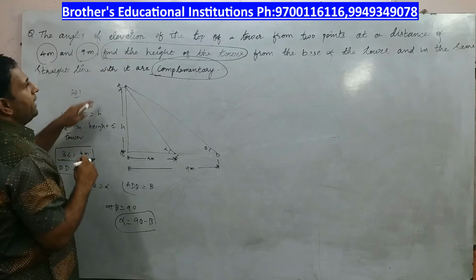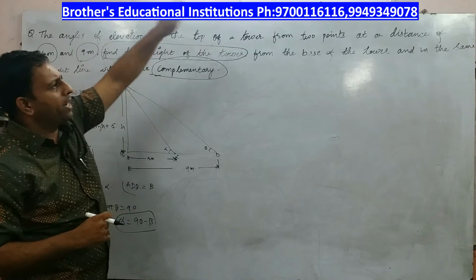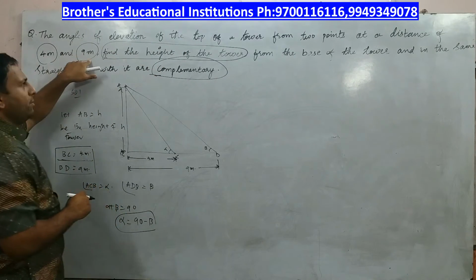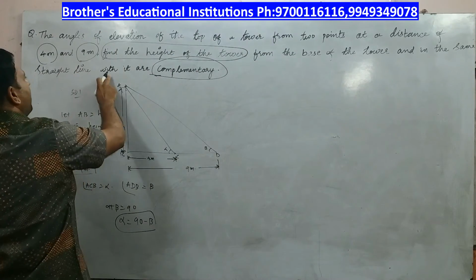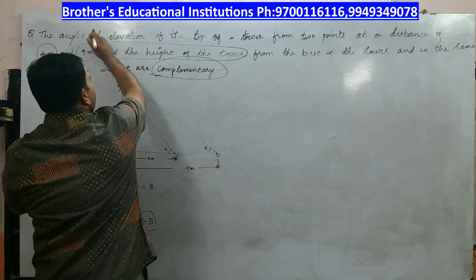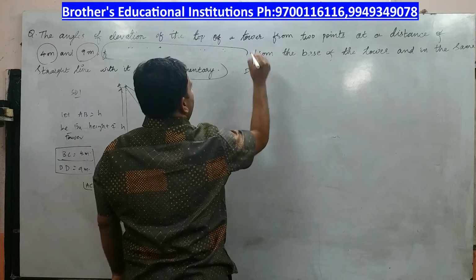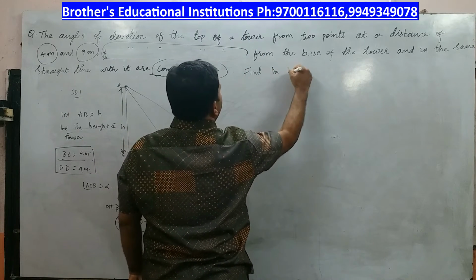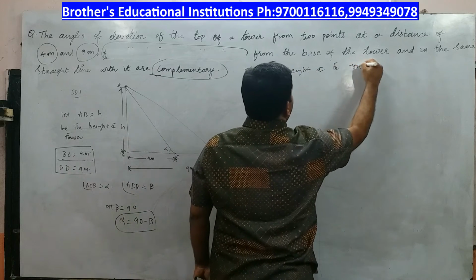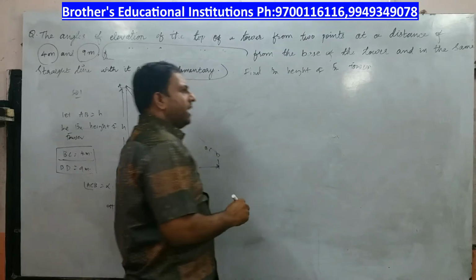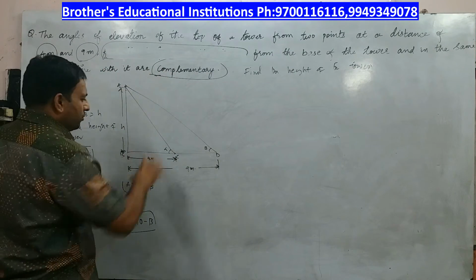The question should be like: the angles of elevation of top of the tower from 2 points at a distance of 4 meters and 9 meters from the base of the tower and in the same straight line with it are complementary. Find the height of the tower. So there are some typographical errors. I am sure you can correct this mistake in the textbook also, where it is given in a similar manner. Please correct it.